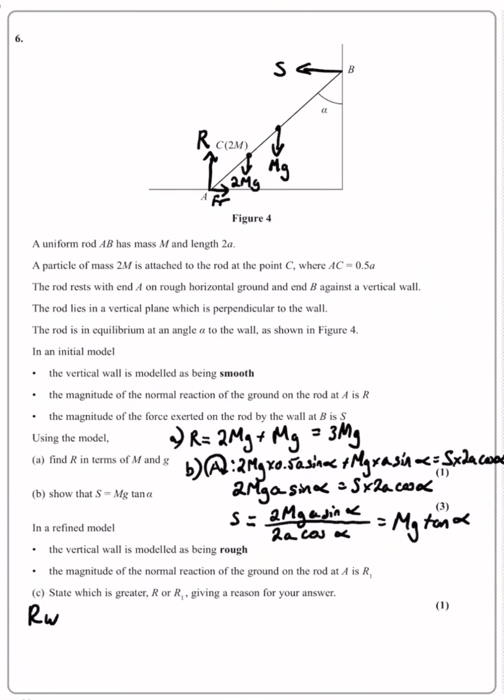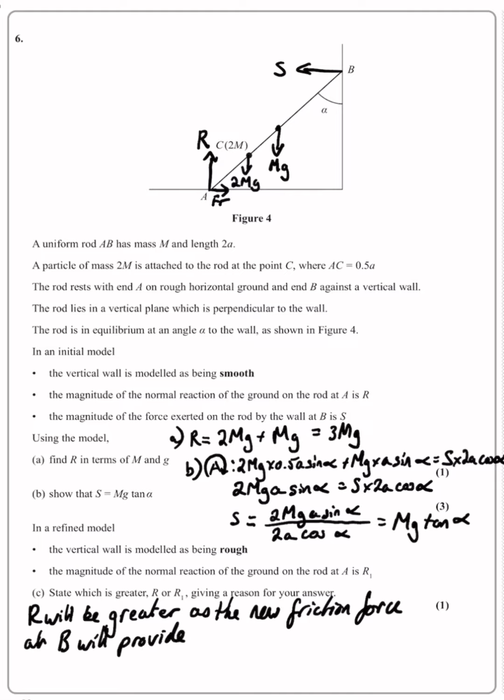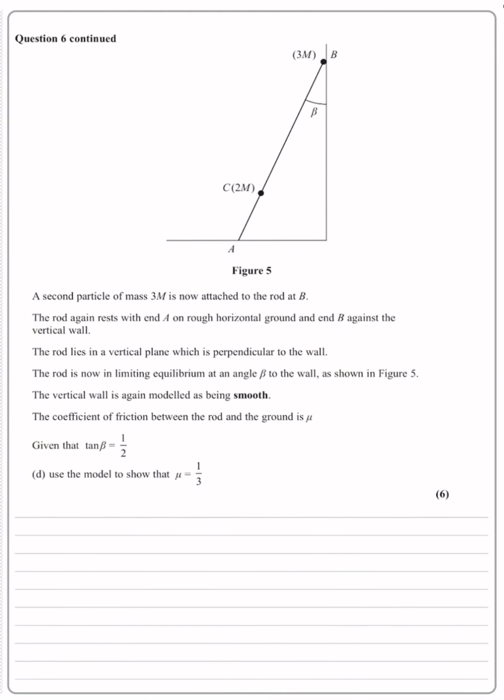Part C, it tells us that the point B becomes a rough wall, so it's going to apply a frictional force. Essentially it's going to be pushing upwards, so it gives an extra upwards force, and so the normal reaction force at R will be less to counter the 3mg of weight acting from the mass and the uniform rod. And so our value for R, the new one, R1, will be slightly lower. So my statement is that R, the original one, will be greater as the new frictional force at B will provide additional upward force.